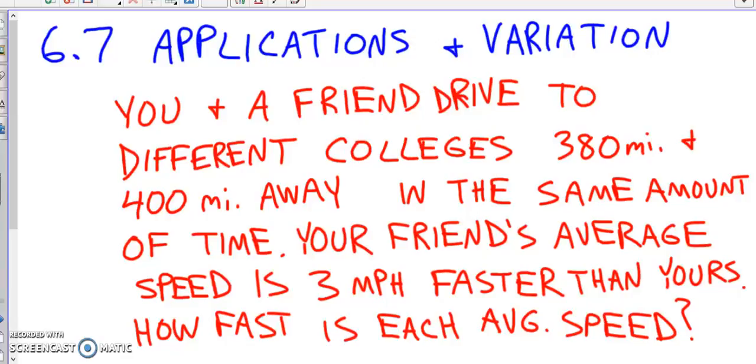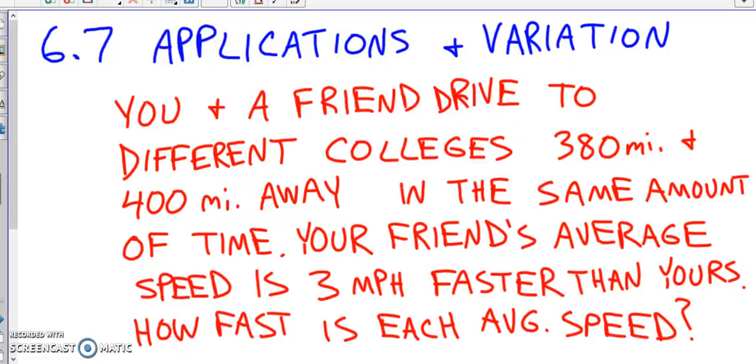Bridges, section 6.7, applications and variation. So in this section, these are all application problems, things that apply our learning on these rational functions. So let's go ahead and start.